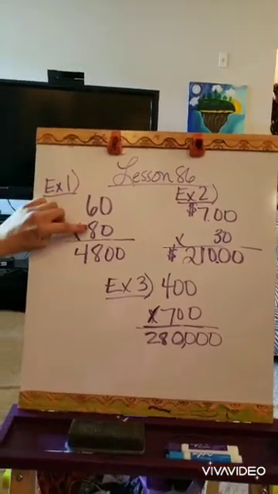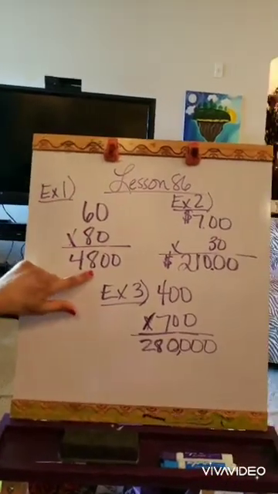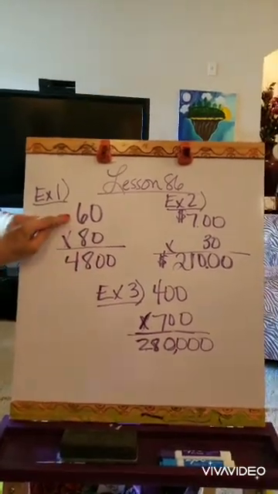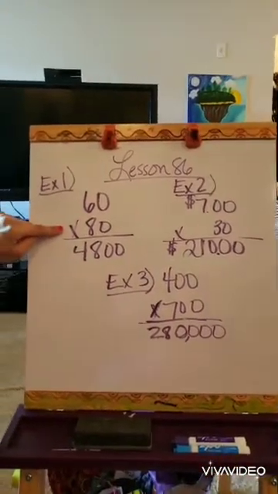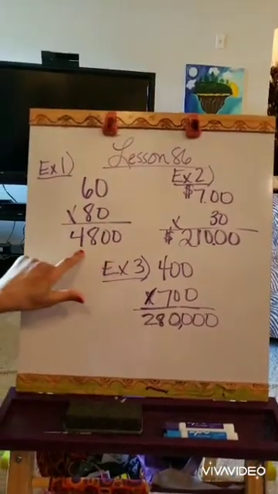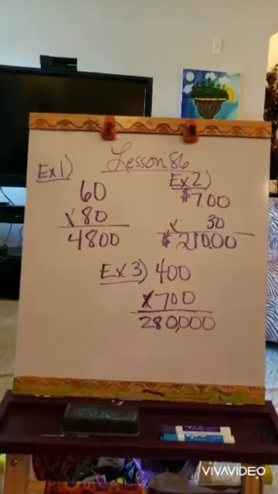Look at 6 times 8, which is 48. See how many zeros are in your problem. There are two altogether. There's one by the 60 and one by the 80, which makes it 2. I add 2 zeros to my answer, so my answer now becomes 4,800.